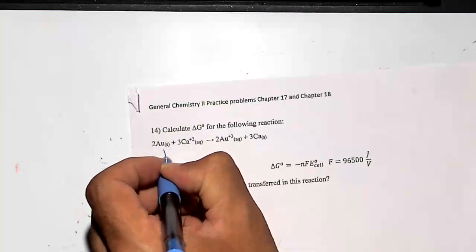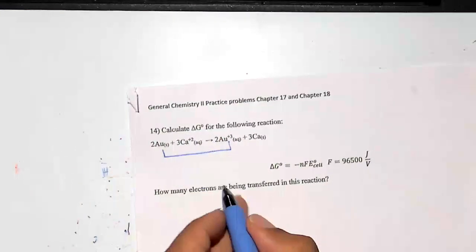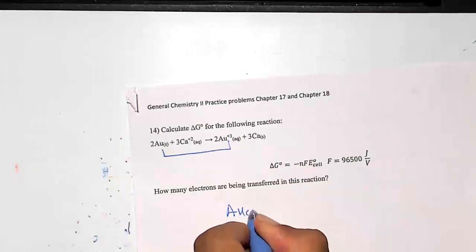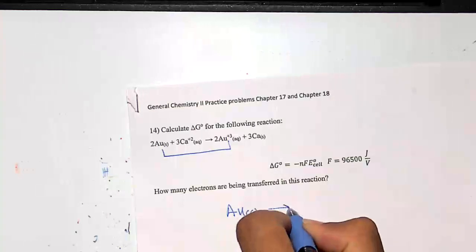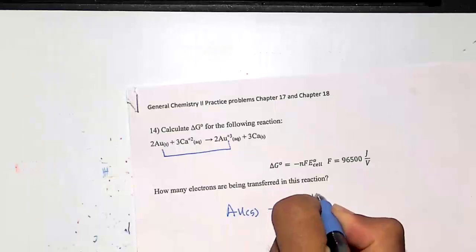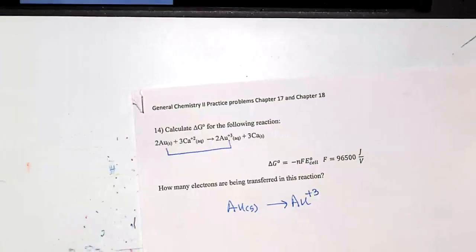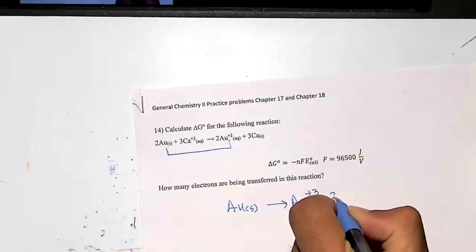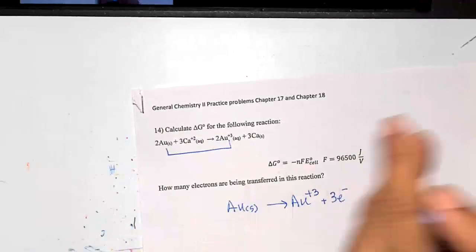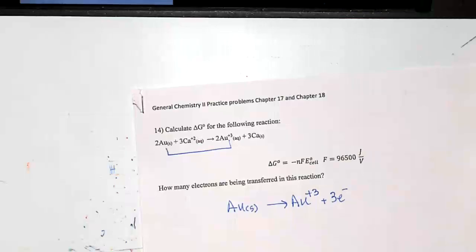All right. So we have Au going to Au plus 3. So we'll write this down. How many electrons and where should they go to balance this? All right, 3 electrons on the product side. And what is the voltage with this?